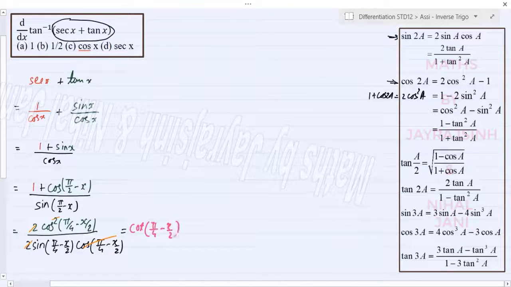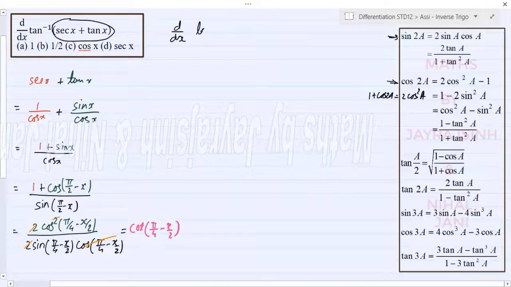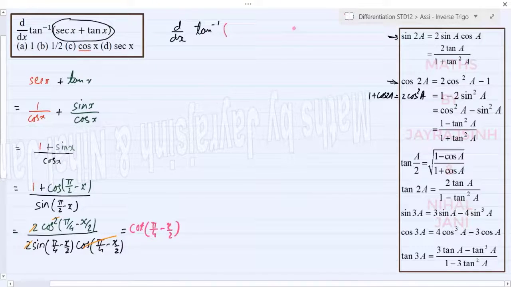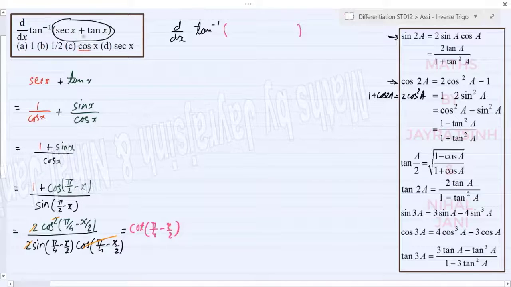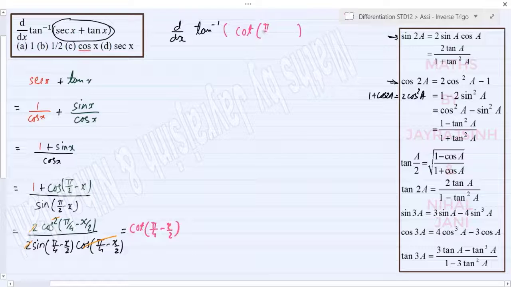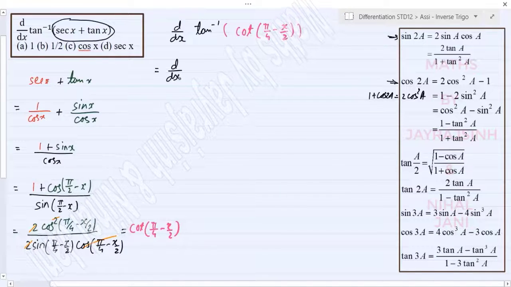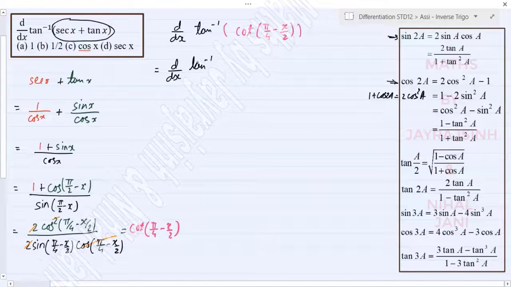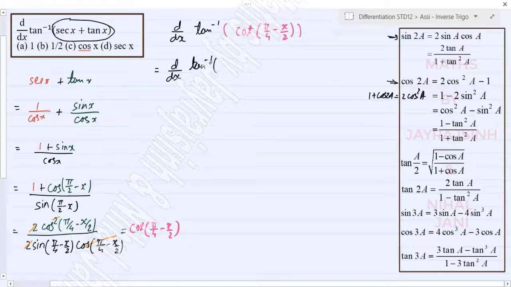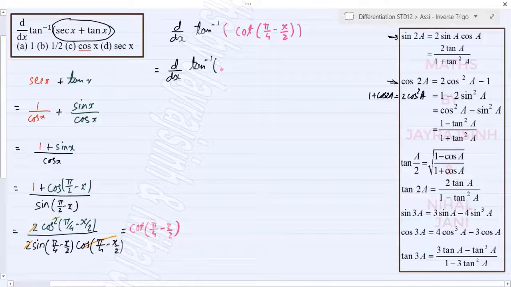Now, let's get back to the question, which is differentiation of tan inverse of our bracket. We already simplified the bracket as cot pi by 4 minus x by 2. For further simplification, your d by dx and tan inverse will be as it is. We should convert this cot in terms of tan, and tan and cot are complementary functions of each other.